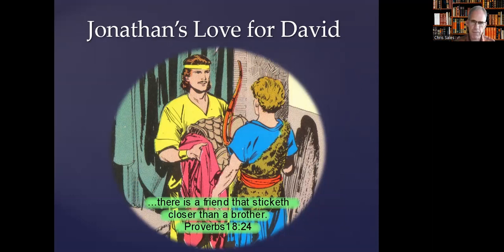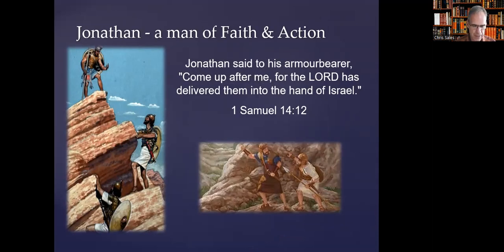I did want to notice one other thing. Notice later on, and we won't go into the details of chapter 14, but later on in verse 45, when Saul, his father, made a ridiculous vow and was saying that Jonathan deserved to die, look what the people said. Verse 45 of 1 Samuel 14. "Shall Jonathan die, who hath wrought this great salvation in Israel? By no means. As the Lord liveth, there shall not one hair of his head fall to the ground. For he hath wrought with God this day." So the people rescued Jonathan, that he did not die.